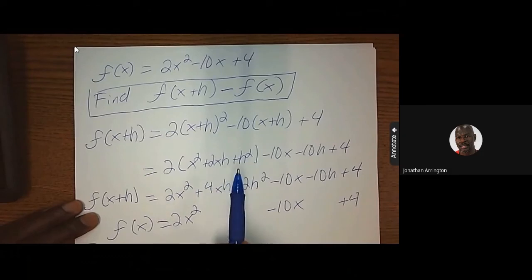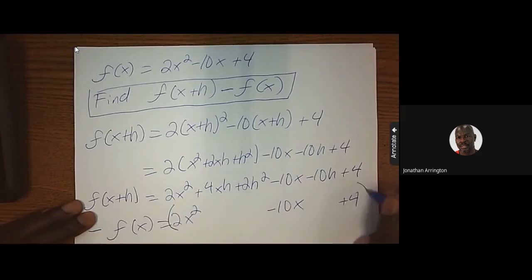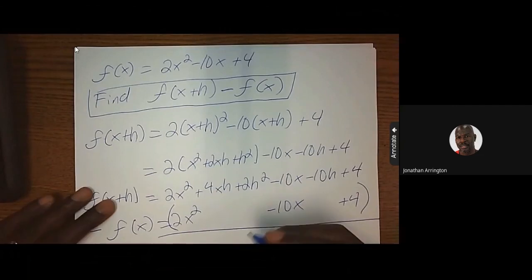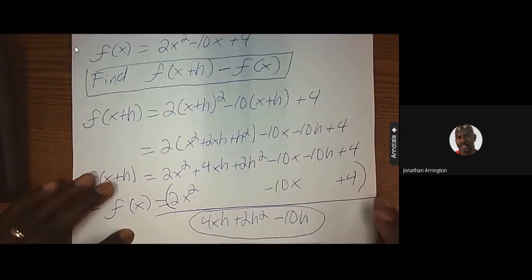Now, again, these guys are being subtracted. So all this junk is being subtracted. So what's going to happen is the 2x squared is going to cancel. So you're going to have a 4xh plus a 2h squared. The minus 10x is going to cancel. You're going to have a minus 10h, and the 4s are going to cancel. So that guy is going to be your answer.